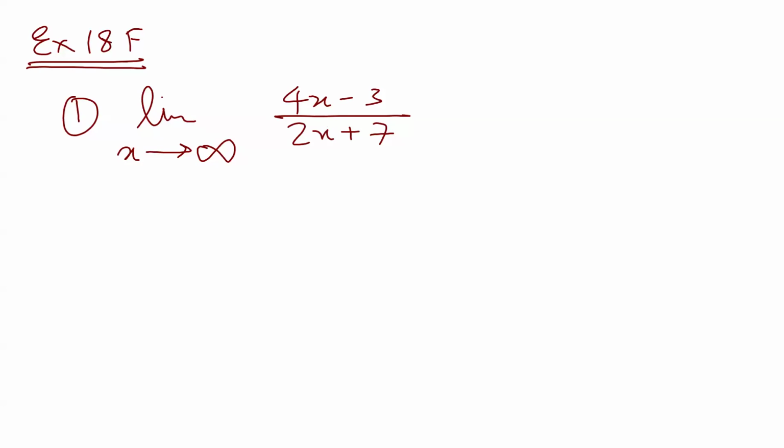Now the maximum degree of x is 1. This is an x approaching infinity problem, so we have to solve this using a specific way. Since the maximum degree of x is 1, we will divide throughout by x.